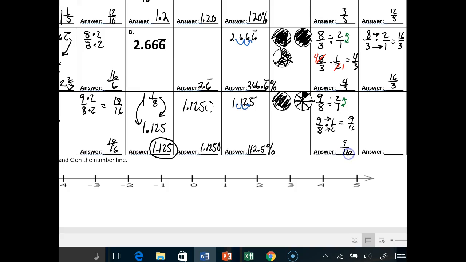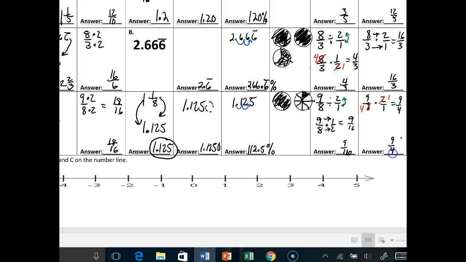Alright. So 9 over 8 now times 2 over 1. I'm doubling it. Alright, when I do that, I can cross cancel. Divide that by 2, I get 1. Divide this by 2, I get 4. Then multiply straight across, I get 9 over 4.